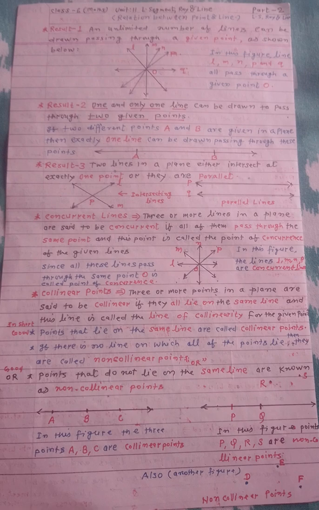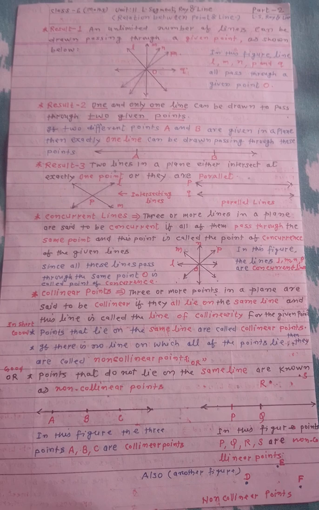Collinear points. Three or more points in a plane are said to be collinear if they all lie on the same line, and this line is called the line of collinearity for the given points. In short, points that lie on the same line are called collinear points. If there is no line on which all the points lie, then they are called non-collinear points, or points that do not lie on the same line are known as non-collinear points.